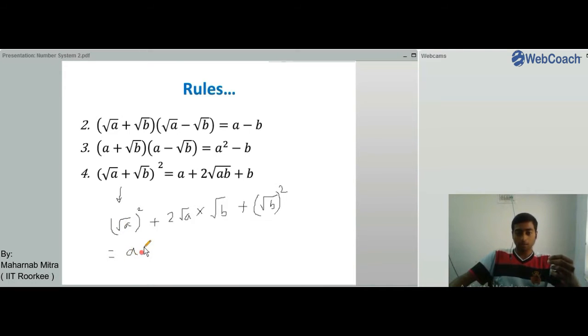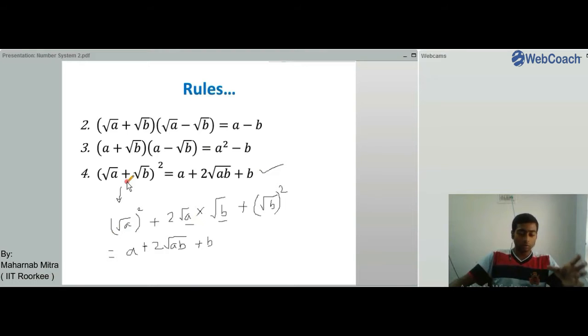Now finally, in the similar fashion, square root of A whole square gives us A itself, plus 2 times, you can recall the rule we learnt a few slides earlier, square root of A times square root of B. We can club them as square root AB, right? So till now we get A plus 2 square root AB plus B, and this matches with the result given here, so we have done it correctly.